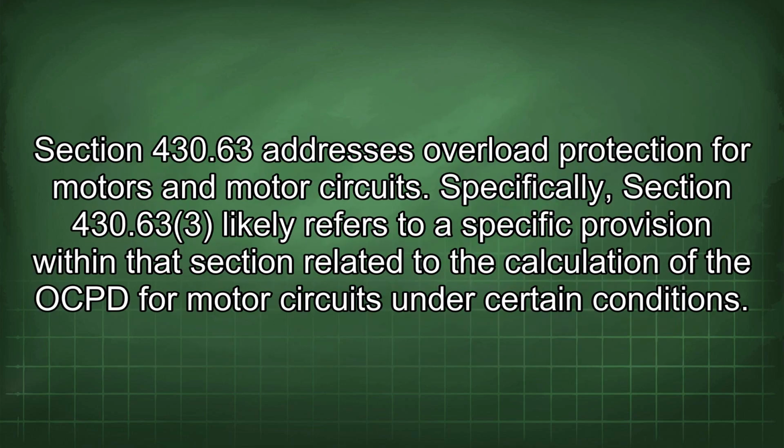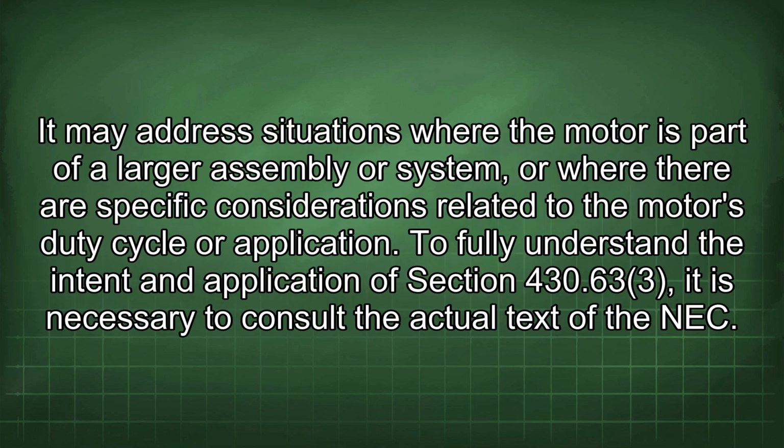Section 430.63 addresses overload protection for motors and motor circuits. Specifically, Section 430.633 likely refers to a specific provision within that section related to the calculation of the OCPD for motor circuits under certain conditions. It may address situations where the motor is part of a larger assembly or system, or where there are specific considerations related to the motor's duty cycle or application. To fully understand the intent and application of Section 430.633, it is necessary to consult the actual text of the NEC.